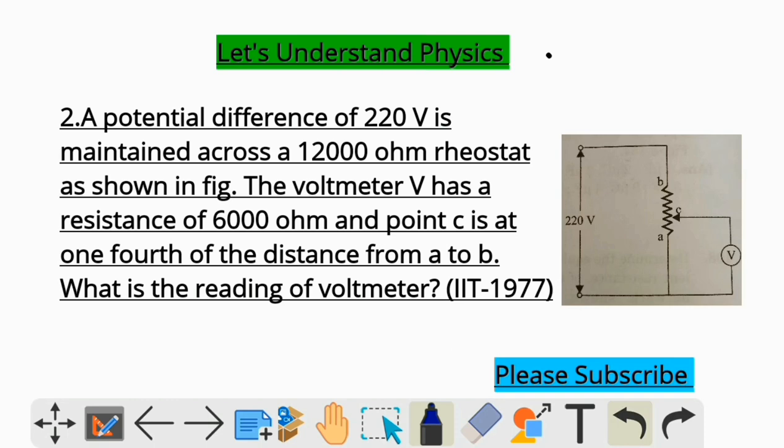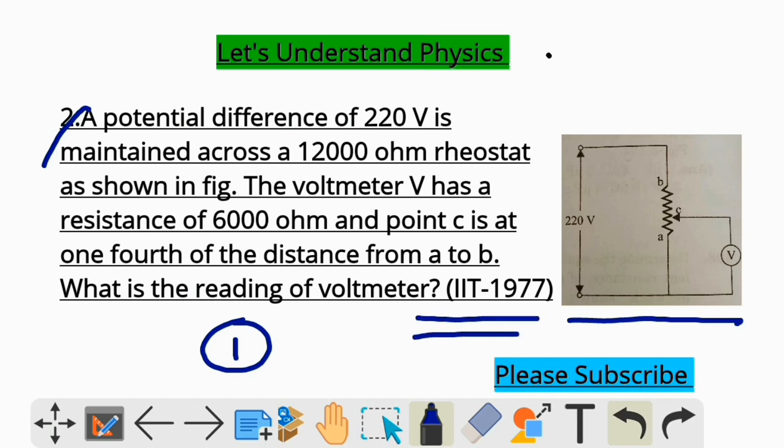In the previous video, we have completed one question based on combination of resistances connected in series or parallel. Now, in this video, we are doing the second question. If you observe, they have given this diagram and this question was asked in the IIT question paper in 1977.